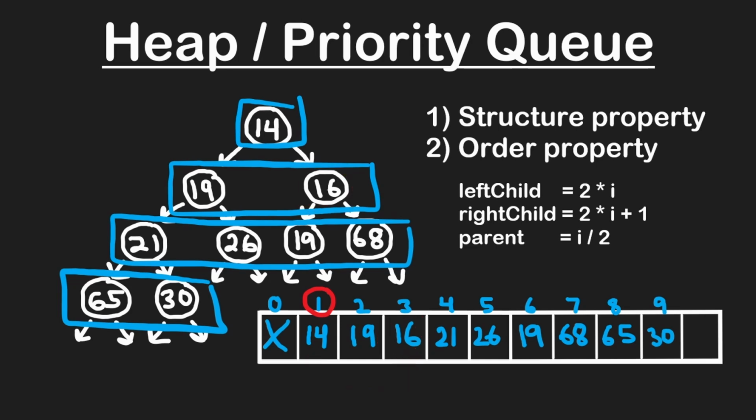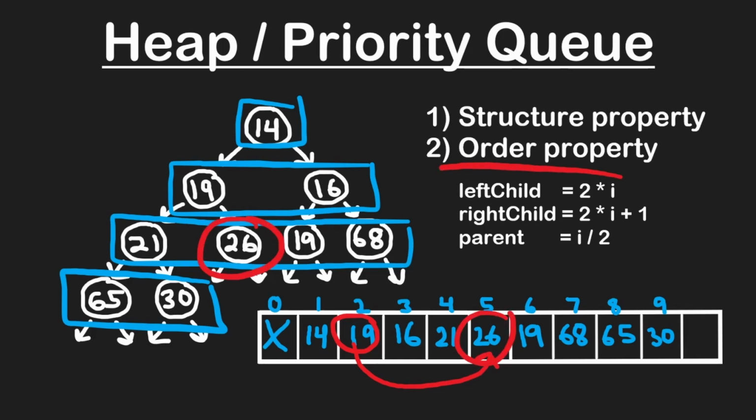And as we continue, so for 19, we want to get its left child. We multiply by 2, we get 21. That is the case. To get its right child, we multiply by 2 plus 1. That would land us over here. 26 is the right child.